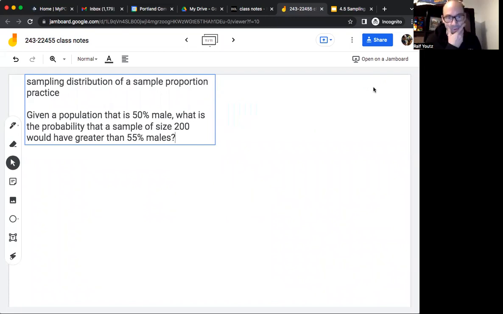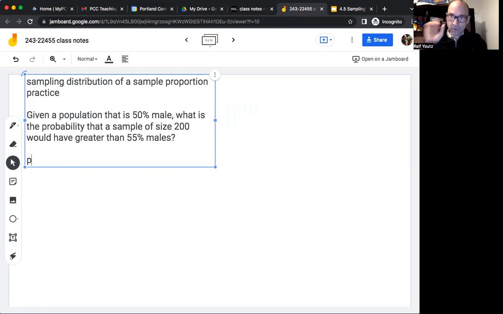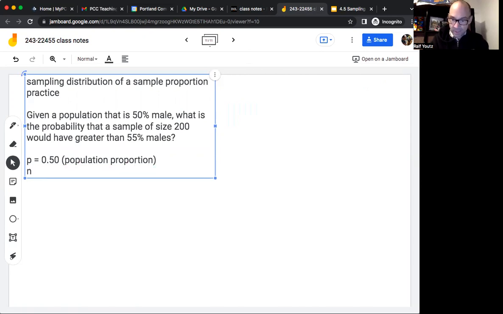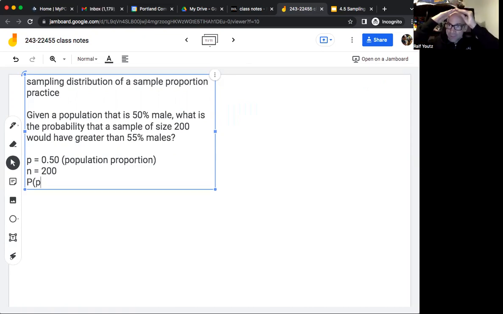Okay, let's look at how this sampling distribution of a sample proportion plays out to answer a question like this one. Let's take some notes as we go. Given a population that is 50% male, that means that our population proportion, lowercase p, is 50%. So that's population proportion. Okay, a sample of size 200, n is 200. What is the probability that a sample of that size would have a sample proportion, so p hat? I can't type the little hat right on top of the letter p, so I just type it like it's tipping its hat, like, oh, hello, like this p, and then I type the up caret for the hat.